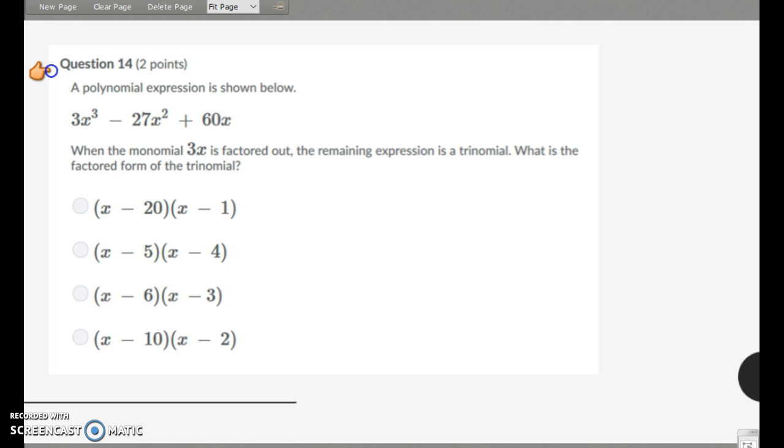Question number 14. A polynomial expression is shown below: 3x cubed minus 27x squared plus 60x. When the monomial 3x is factored out, the remaining expression is a trinomial. What is the factored form of the trinomial? Answer choices are the quantity x minus 20 times the quantity x minus 1. Second choice, the quantity x minus 5 times the quantity x minus 4. Third choice, the quantity x minus 6 times the quantity x minus 3. And last choice, the quantity x minus 10 times the quantity x minus 2.